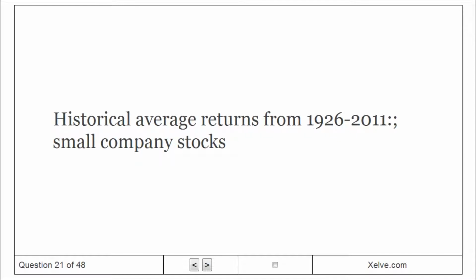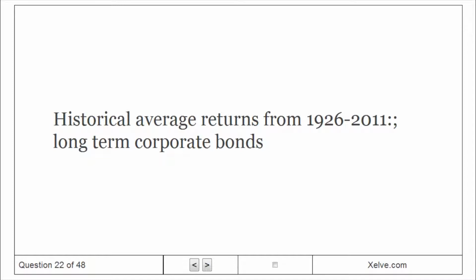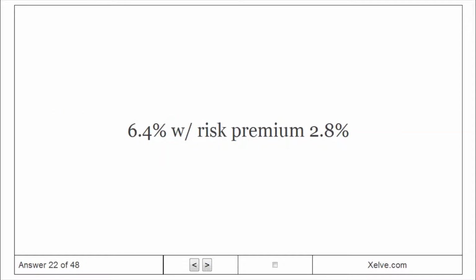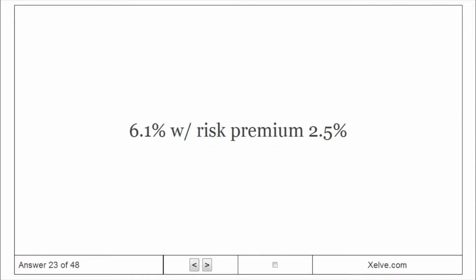Historical average returns from 1926 to 2011, small company stocks: 16.5% with risk premium 12.9% and have largest SD. Long-term corporate bonds: 6.4% with risk premium 2.8%. Long-term government bonds: 6.1% with risk premium 2.5%.